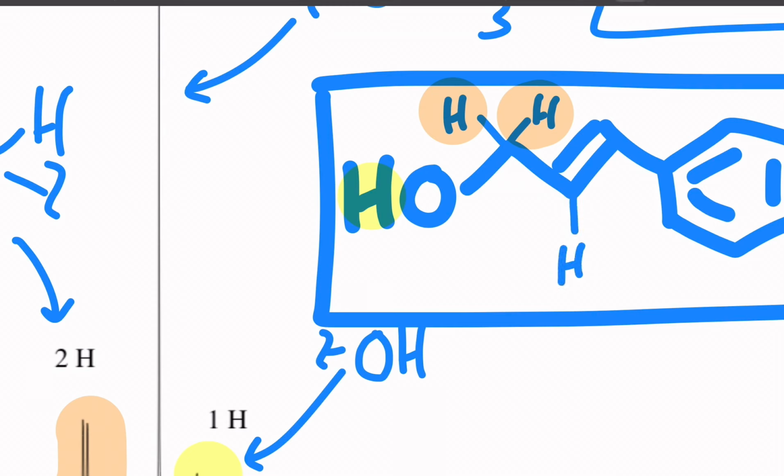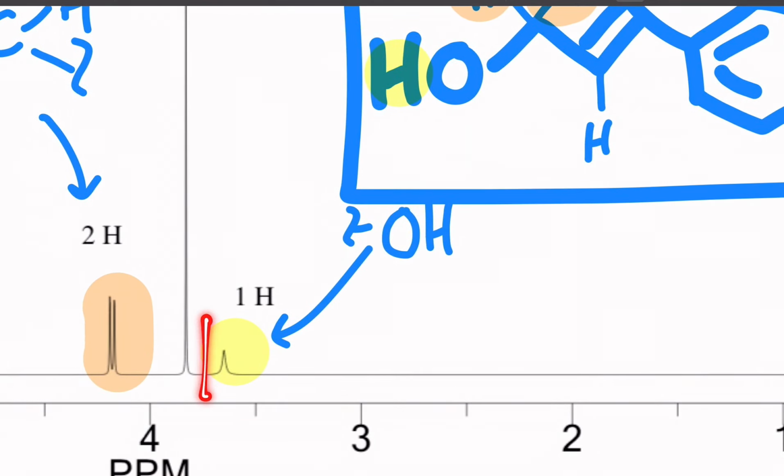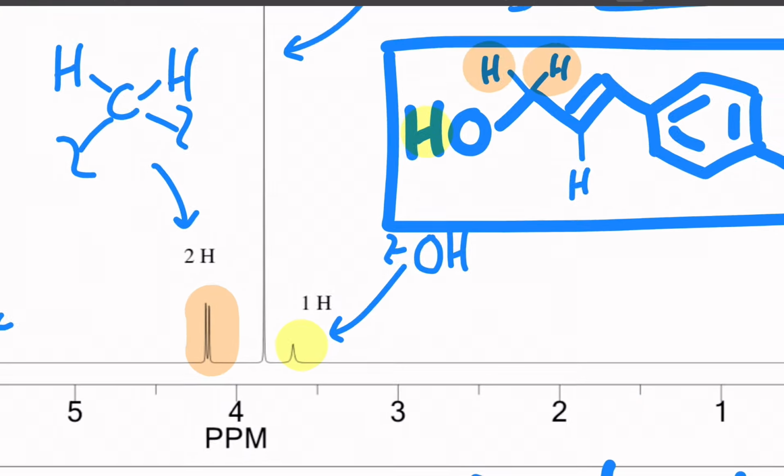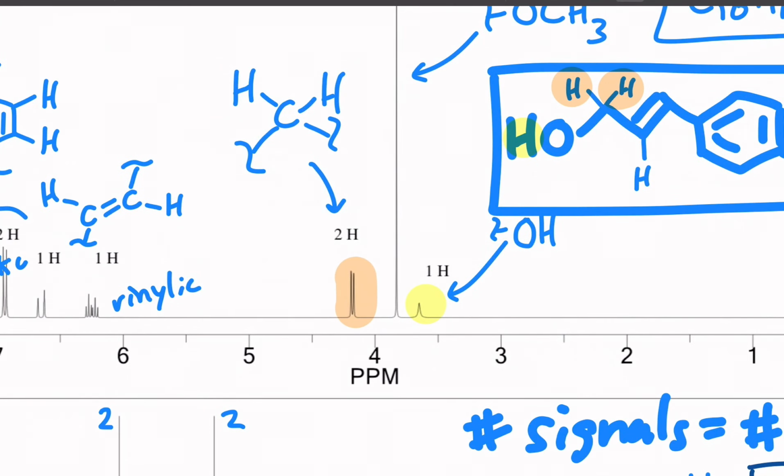Notice alcohol H's do not split typically. I know that because there's no splitting in this OH. So if nothing causes a splitting of this signal, then this signal isn't splitting anything else. Splitting always goes in both directions. If you see me, I see you. That's how splitting works. So this 1 hydrogen right here would cause these 2 to be a doublet.